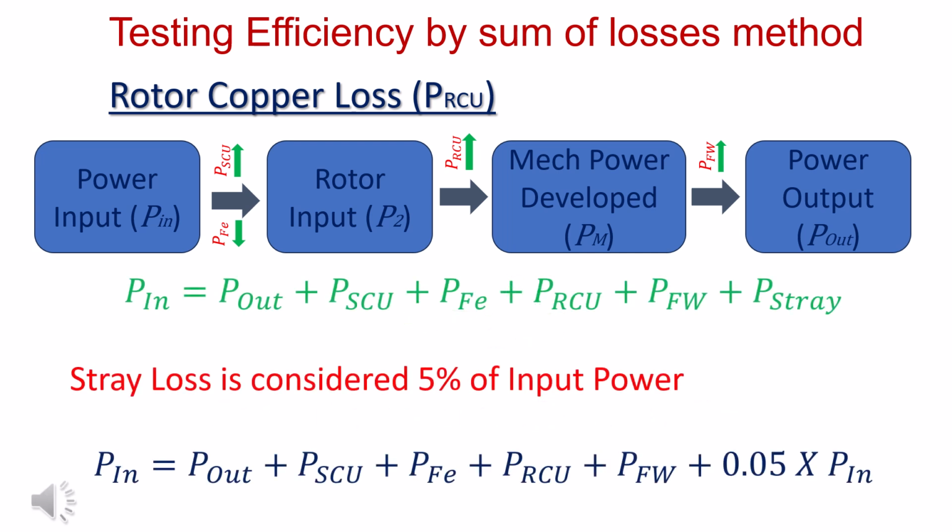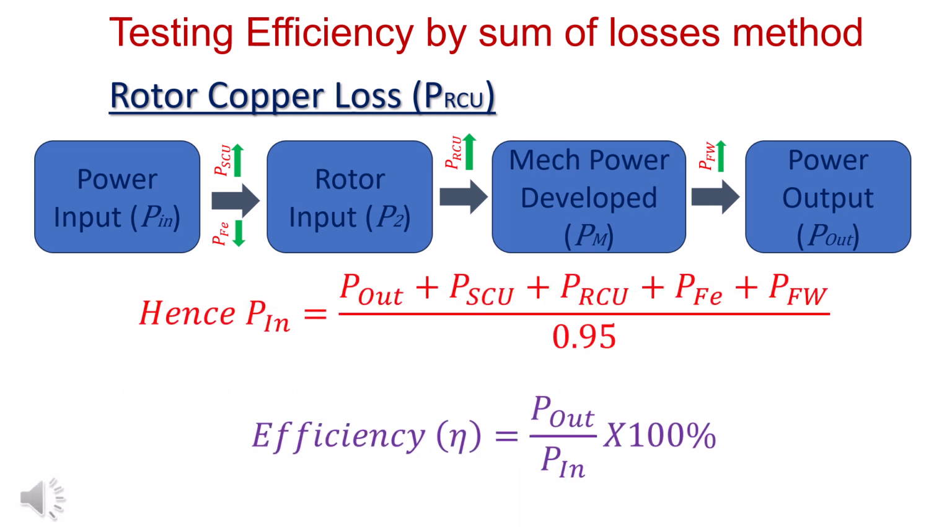Input power is equal to output power plus losses. Stray loss is considered 5% of input power. Hence, input power equals output power plus PSCU plus PFE plus PRCU plus PFW plus 0.05 into Pin. Hence, Pin is equal to Pout plus PSCU plus PRCU plus PFE plus PFW divided by 0.95. Efficiency eta is equal to Pout by Pin into 100%.